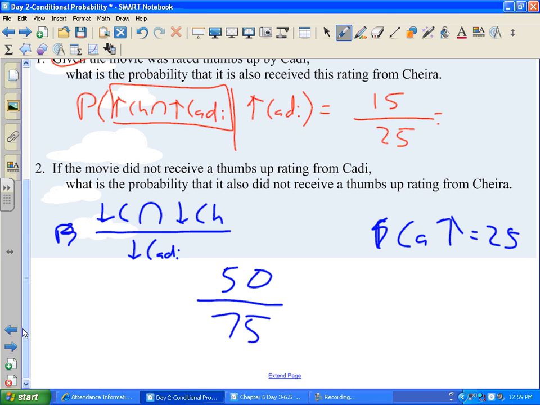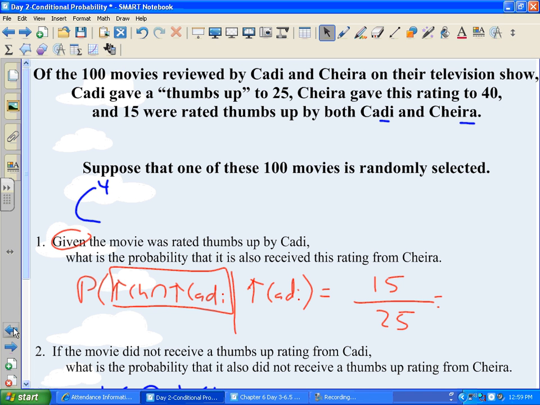The calculator plug-in is the easy part. The hard part is figuring out if it's 50 over 75. That 25 represents just Kira giving us thumbs up and Katie not. Are we starting to see what I'm talking about when probability is sometimes easy, sometimes hard? The calculation is not so bad.